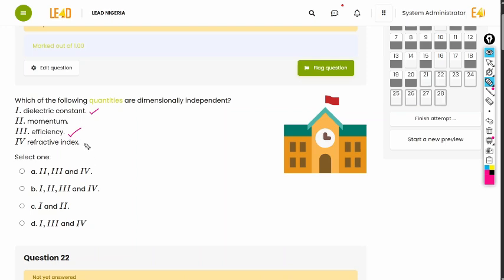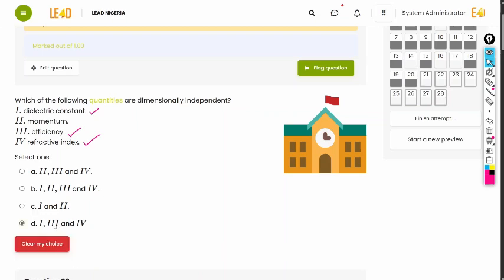The refractive index too is dimensionally independent. There are many formulas for it, but they all cancel out. Speed in air over speed in the medium is just basically speed over speed, which will give you a value that is dimensionally independent. There's no dimension. That's what independent means, right? Or sine I over sine R, still dimensionally independent. So the correct answers are I and IV.